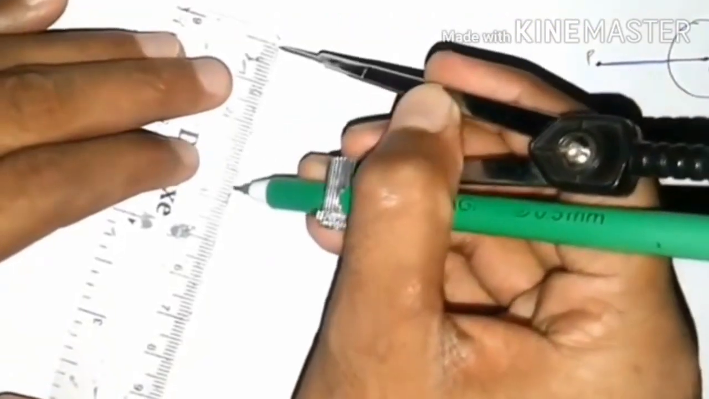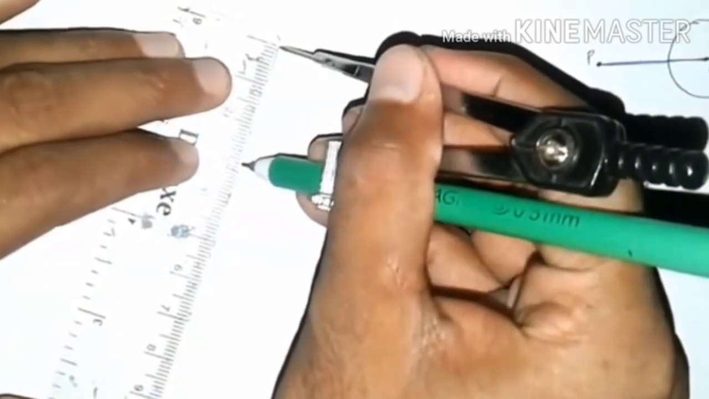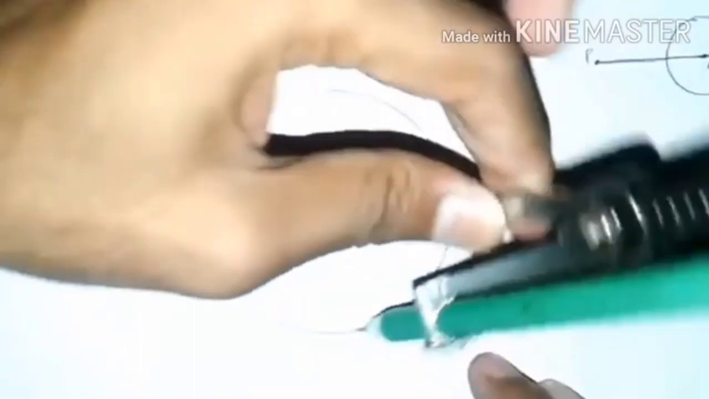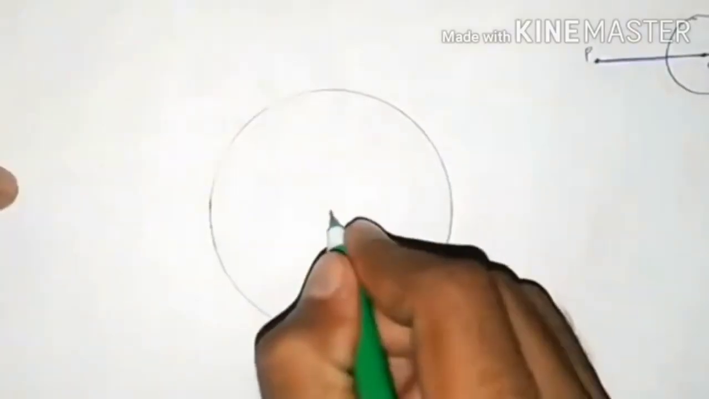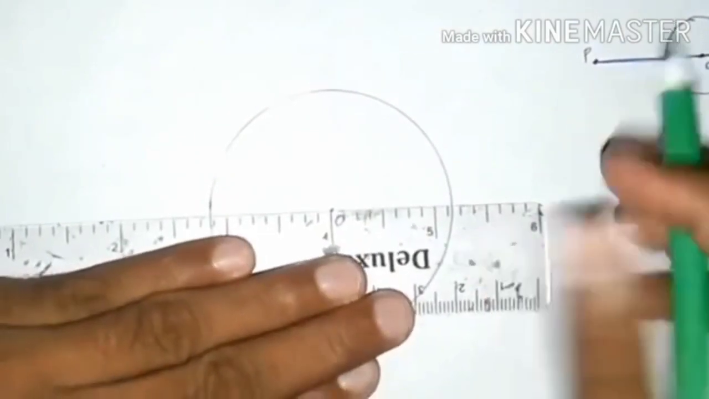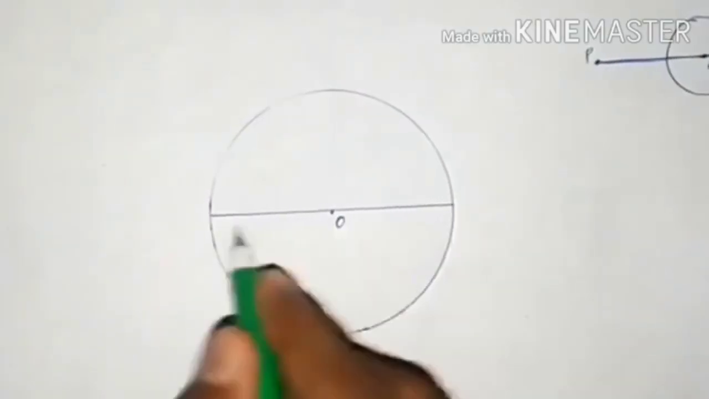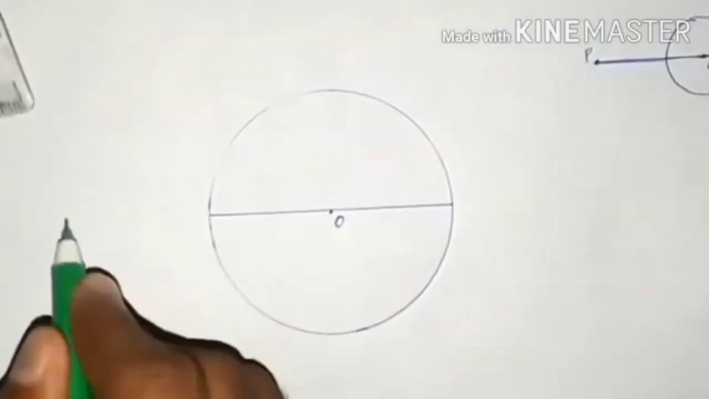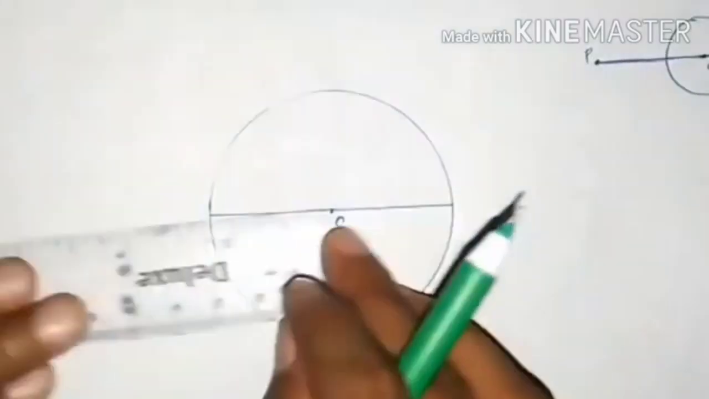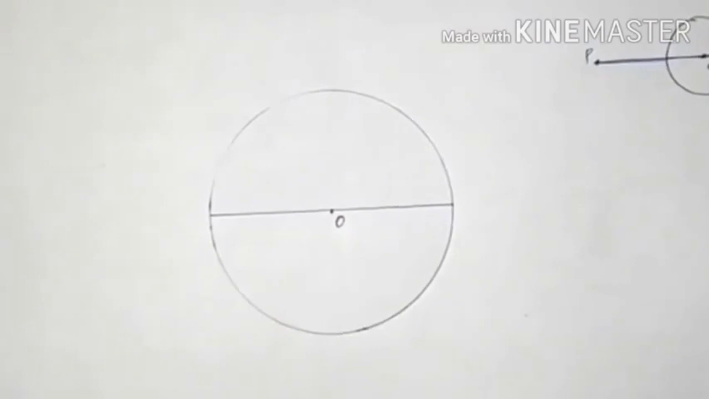Take 3 centimeter in the compass and draw a circle. As I said before, you can have a rough sketch on the right side of your diagram and label the center as O. Then we have to draw the diameter, means a chord passing through the center. We have to draw a line segment passing through the center, and that is the diameter. And we have to extend this diameter on both the ends. That is 7 centimeter from the center.